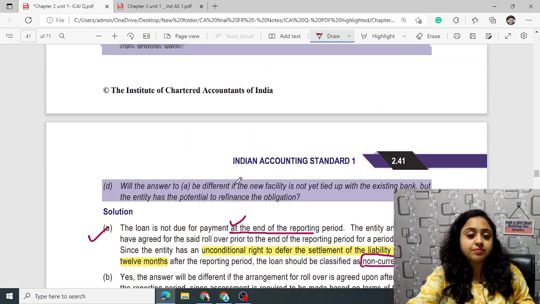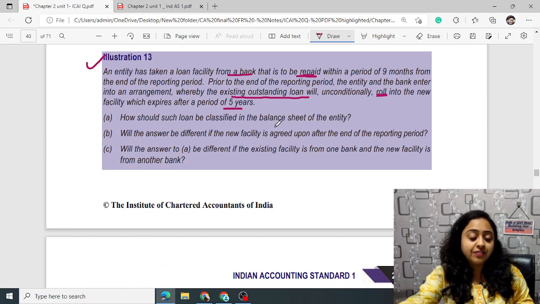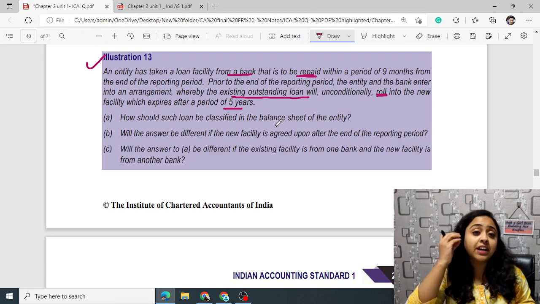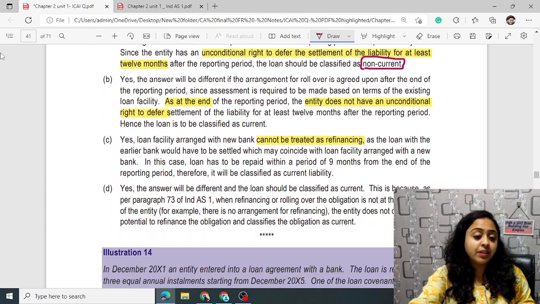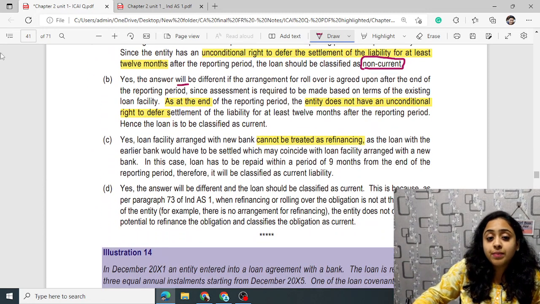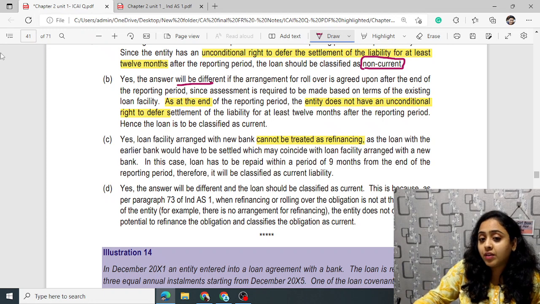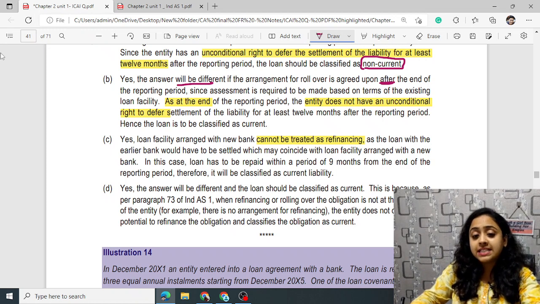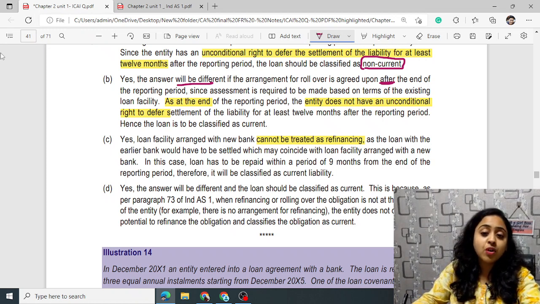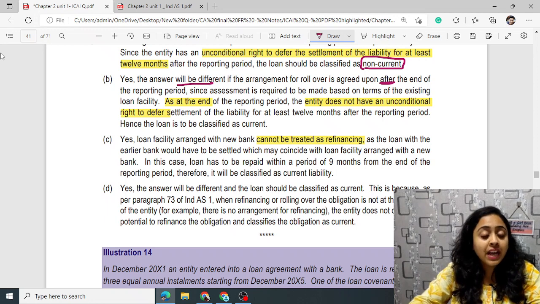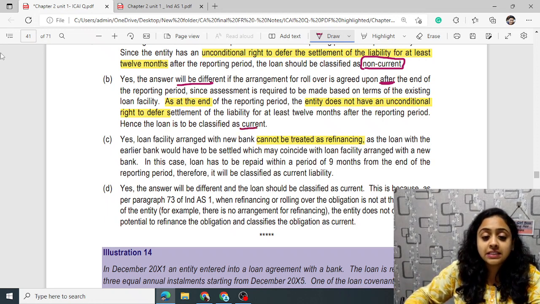Okay. Second one, whether there will be any difference in the answer if the new facility is agreed upon after the end of the reporting period. Yes, the answer will be different if the arrangement for rollover is agreed upon after the end of the reporting period. Since the assessment is required to be made on the terms of the existing loan facility as at the end of the reporting period, the entity does not have any unconditional right to avoid such payment, okay, and that's how it will be classified as a current liability.